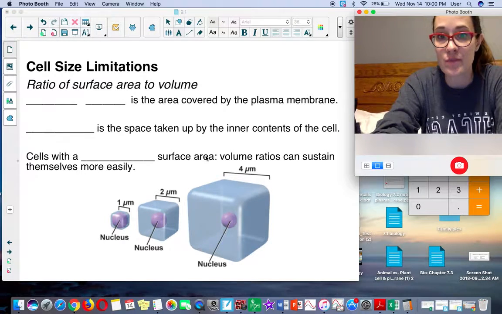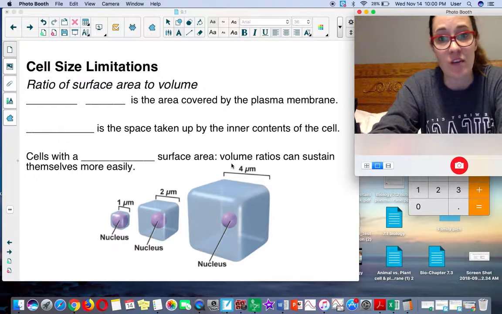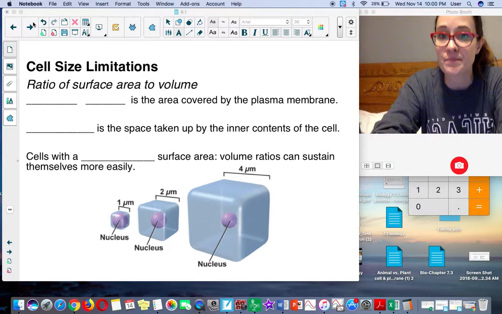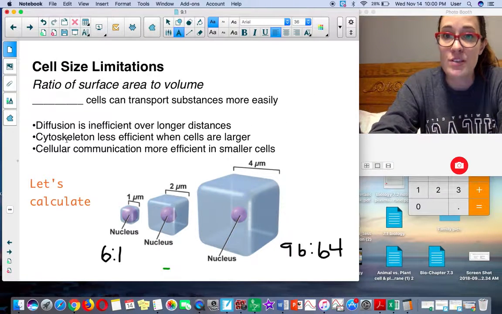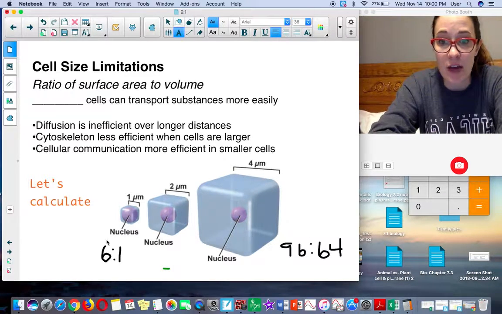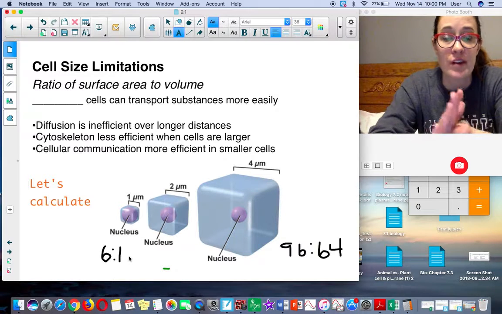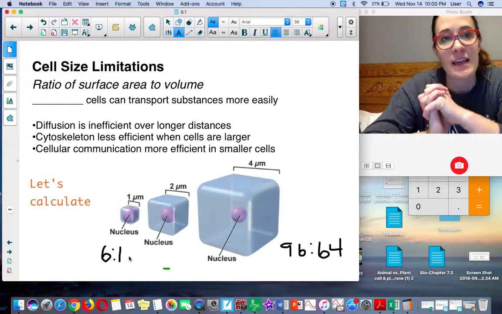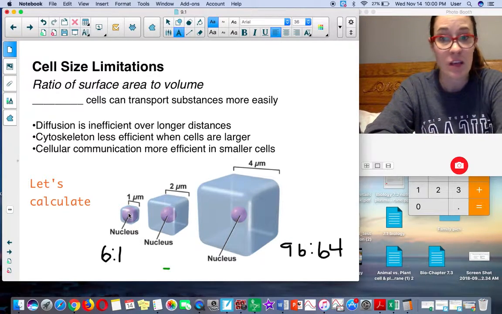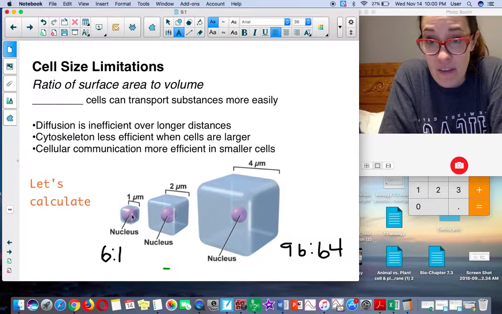With a higher surface area to volume ratio can sustain themselves more easily. So higher is the word. So here's a small cell, here's a large cell. The ratio of surface area to volume. So here are two surface area to volume ratios for that small cell, and then here's that large cell. The small cells with a higher surface area to volume ratio can transport substances more easily. They can diffuse ions in more quickly. They can communicate more effectively and efficiently.